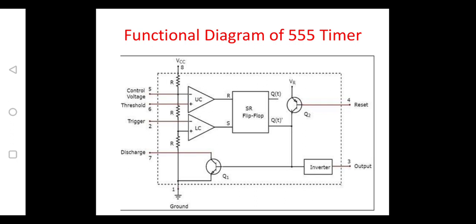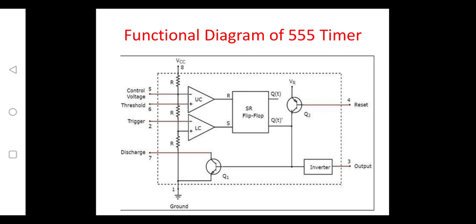So the first block is the potential divider network. The second block is the comparator circuit. The third block is the flip-flop, and the fourth block is the output or buffer stage. If we observe this, the first pin is ground, and the second pin is trigger, which is connected to the negative terminal of the lower comparator.